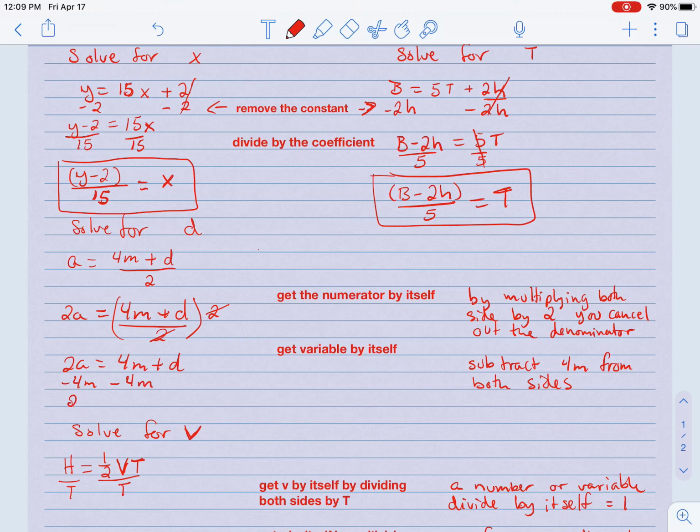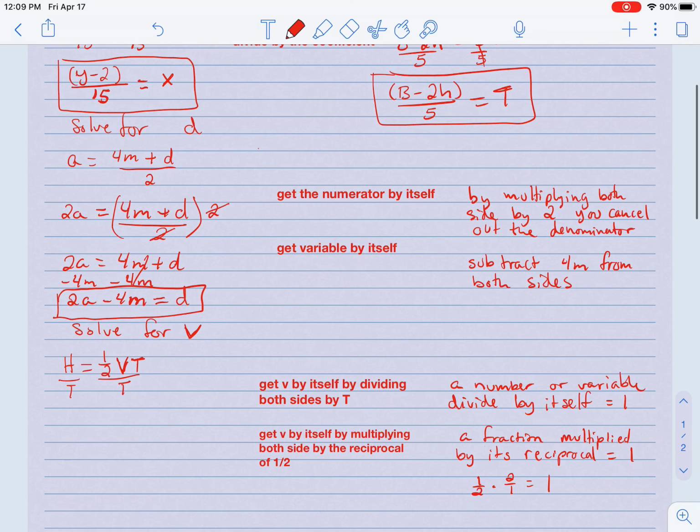And now we're left with 2a minus 4m equals d. Those are going to cancel out. So now our new formula is 2a minus 4m equals d. Okay. So there were a little bit different steps there. Instead of getting rid of the constant term, we have to undo the division first.